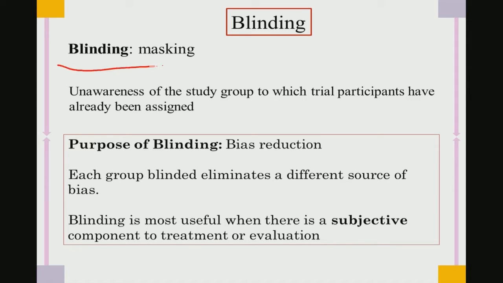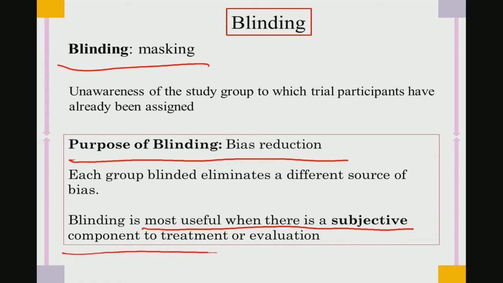Blinding means essentially masking: unawareness of the study group to which trial participants have been assigned. The purpose of blinding is again bias reduction. Each group blinded eliminates a different source of bias, and blinding is most powerful when there is a subjective component of treatment or evaluation.